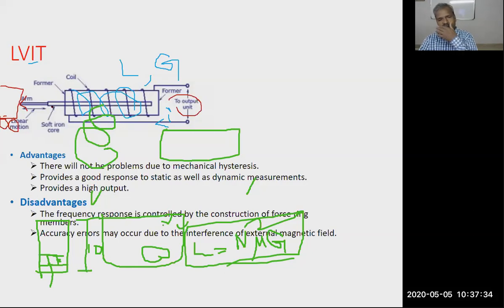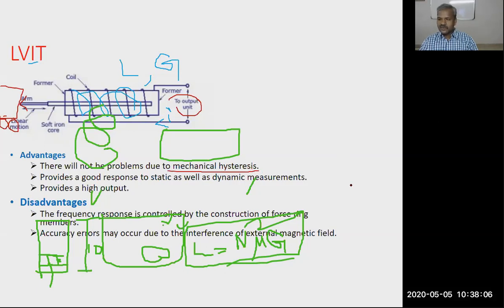The advantage of this LVIT, compared with inductive and capacitive transducers in general, is one important point: there is no wear and tear effect because there is no contact between primary and secondary. So there will be no problem of mechanical hysteresis. You know what is mechanical hysteresis?